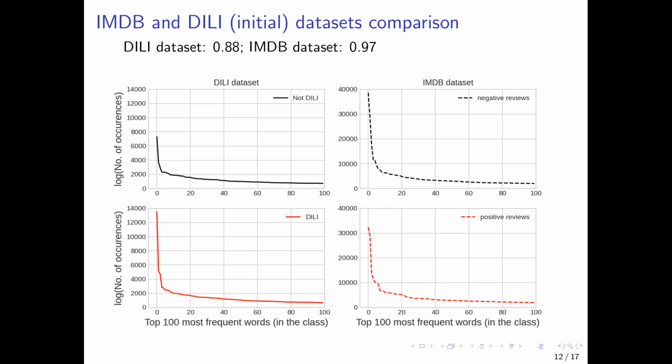The difference between the two datasets can be visually seen on this figure. We can see that for the DILI dataset, distributions of the top 100 most frequent words are quite different for the two classes, whereas these distributions look the same for the IMDB dataset. Actually, if we sum all word counts inside each class and take the ratio between the two classes in each dataset, we will see that the difference is much larger for the DILI dataset than for the IMDB dataset.